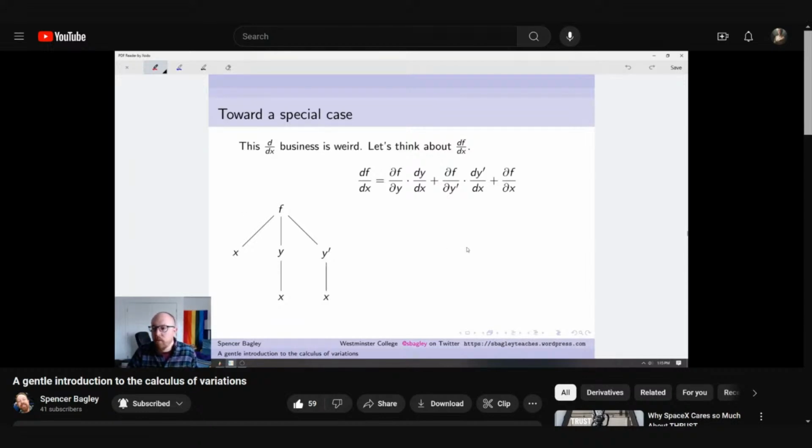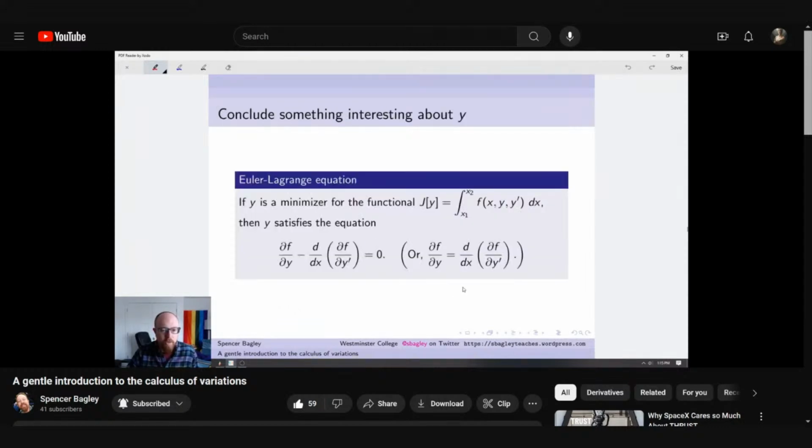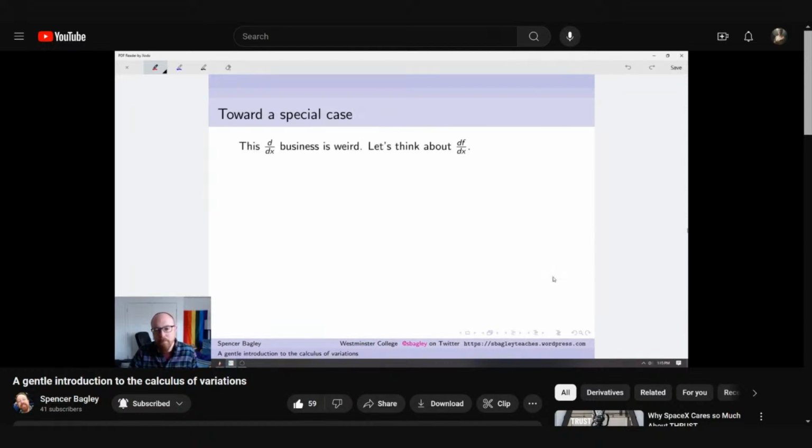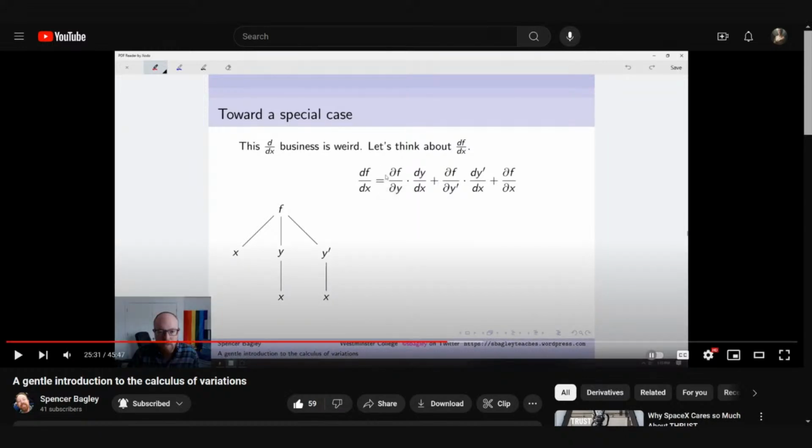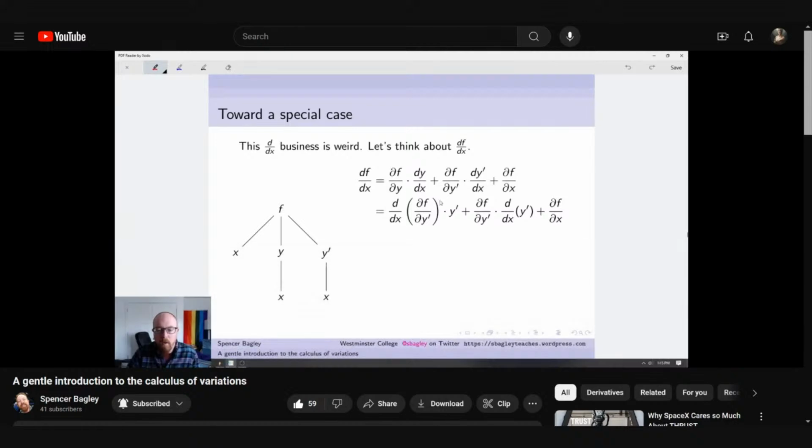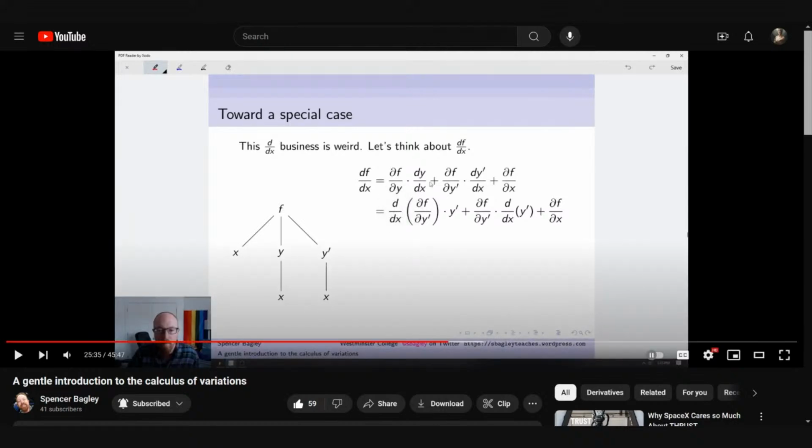So the thing that we just learned from the Euler-Lagrange equation was that the partial of f with respect to y is actually just the x derivative of the partial of f with respect to y prime. So we can replace this here with that. That little thing becomes all of that.